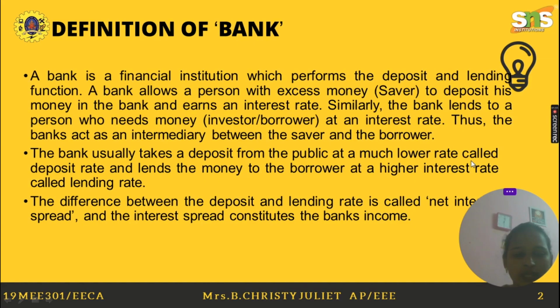The bank usually takes deposits from the public at a much lower rate, which is called the deposit rate, and it lends the money to the borrower at a much higher interest rate, called the lending rate. The difference between the deposit rate and the lending rate is called the net interest spread, and this net interest spread constitutes the bank income. So the bank survives on this interest rate only.